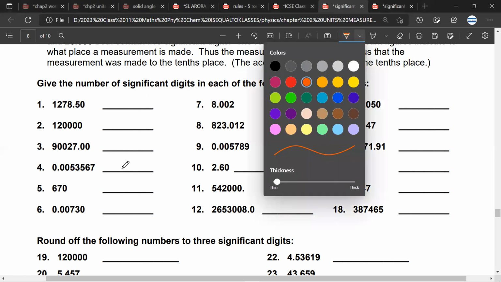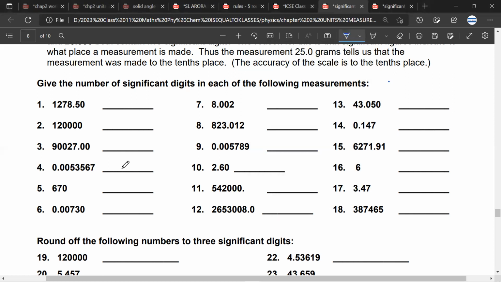So now, let us finish this off. As per the rule, this has five significant digits. Are we clear? Because this is a trailing zero, and this zero has a decimal point. So there will be five significant digits. Oh, I'm sorry, there are six. Six.